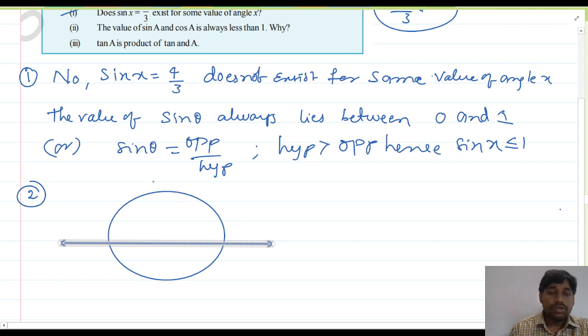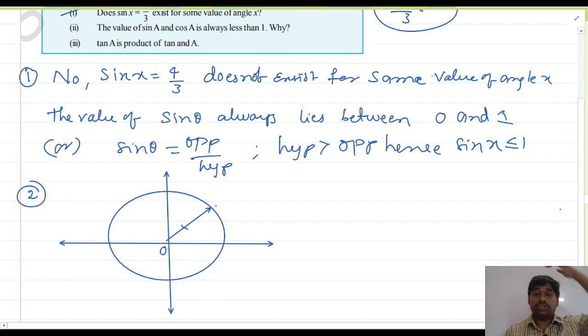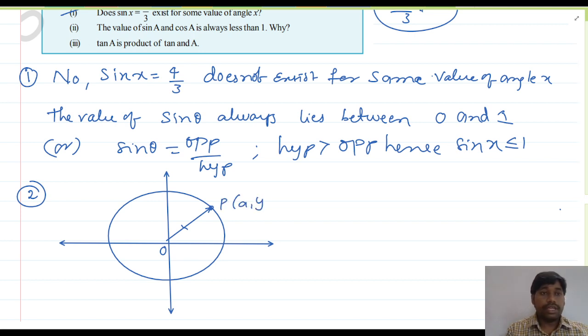Okay, then draw one more line, like an x and y axis, and take its center as the origin. Draw a 1 unit line. So it will become origin (0, 0), and let us take an arbitrary point P, any point on the circle, like (a, b).